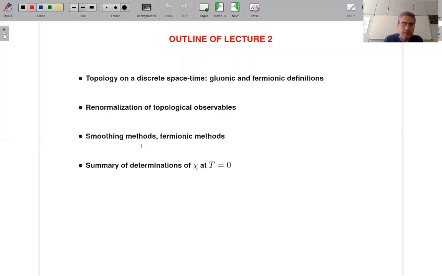I will describe smoothing methods and fermionic methods, and then I will review some determinations of the topological susceptibility which have been obtained at zero temperature. Then I also have a few more slides regarding results going beyond the topological susceptibility. I don't know if I will manage to cover that today, so it's not in the outline. Maybe it will be in tomorrow's lecture.